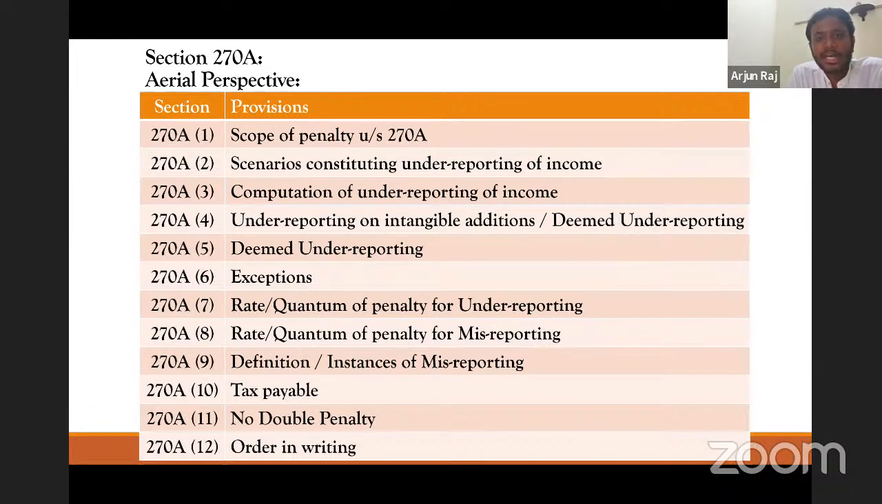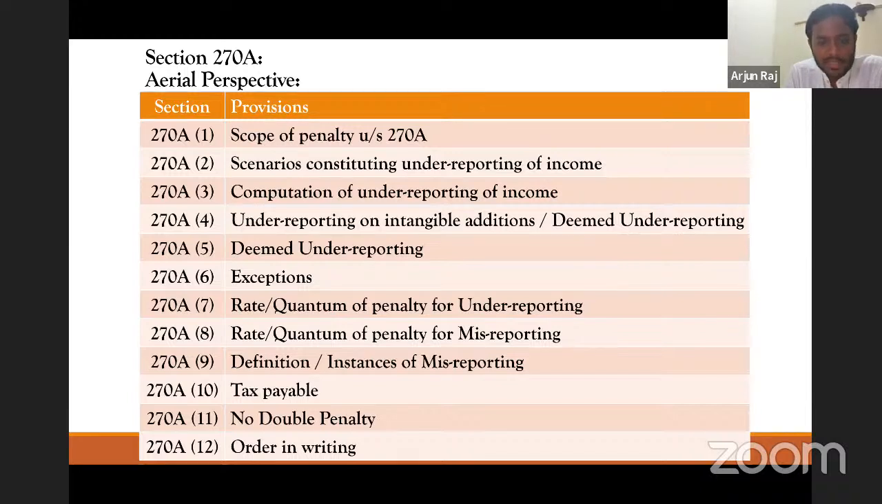Subsection 2 talks about the scenarios constituting the underreporting of income. Once the scenario is attracted, then comes the computation and levy of penalty. Subsection 3 talks about the computation of underreporting income, how the underreporting of income is being quantified. Subsections 4 and 5 deal with deemed underreporting in the context of intangible additions. That is similar to what was there in explanation 2 to 271(1)(c). Next is subsection 6, wherein exceptions are being carved out. There are basically 5 exceptions carved out. I'll discuss in detail. And subsection 7 talks about the rate or the quantum of penalty for underreporting.